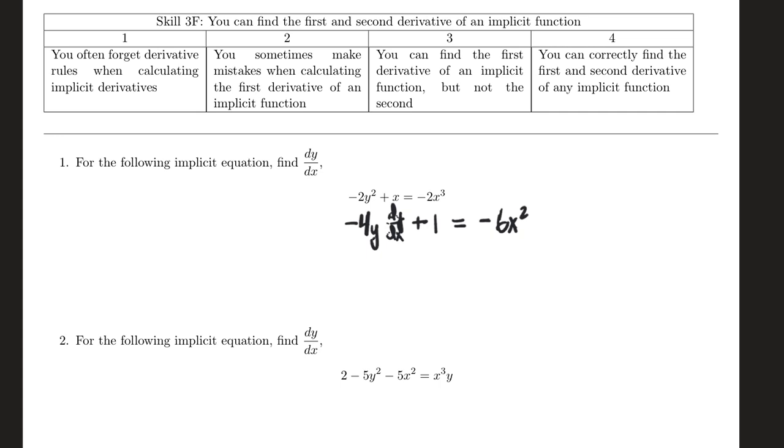Now I'm going to solve for dy dx. I'm going to move that 1 to the other side. And I just divide to get dy dx all by itself. It's minus 6x squared minus 1 on the top, and negative 4y is going to be on the bottom. Right, and that's the full problem for this example.